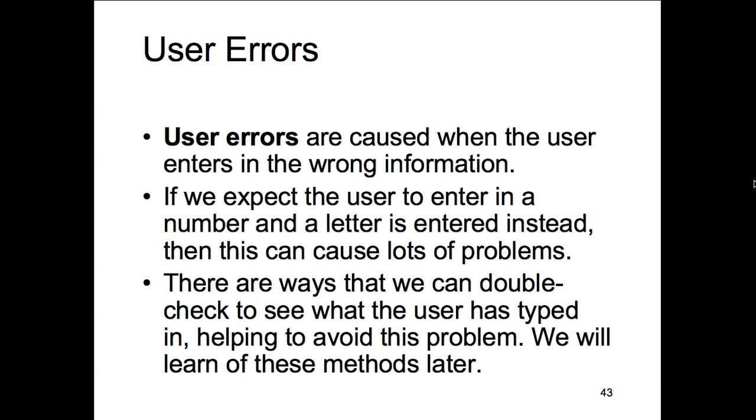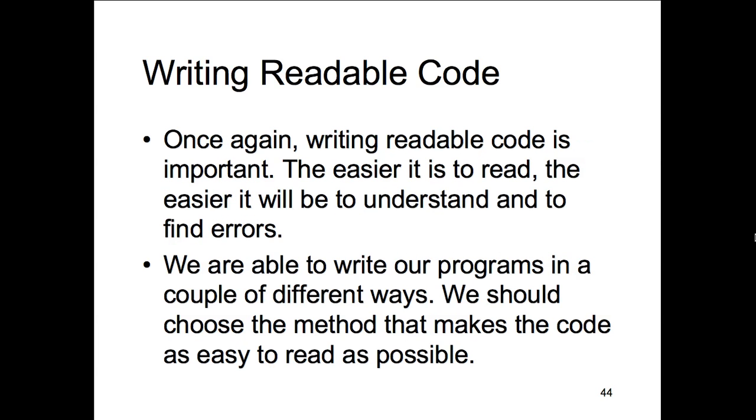Then there are user errors. User errors are caused by users entering the wrong information. So you put in text instead of a number, or you don't put anything in there at all, and then it comes back blank, and you get "not a number" showing up somewhere. If we expected the user to enter a number and a letter is entered instead, it can cause all sorts of problems. So there are ways of double-checking to see if the user typed in something, to help avoid this problem. This is where the concept of form checking came into place. Form checking is used on everything these days because we have to make sure the user put in the right stuff. And now you can actually design the form so it's self-correcting.